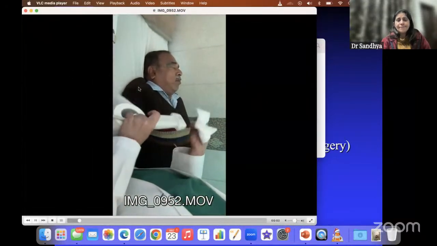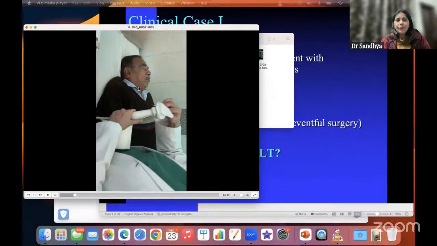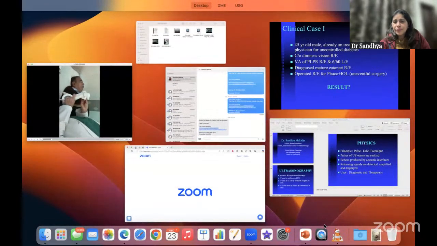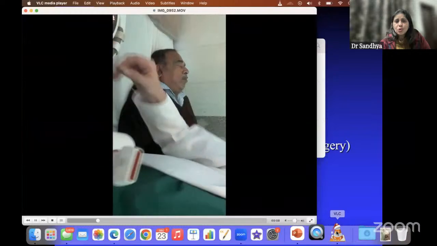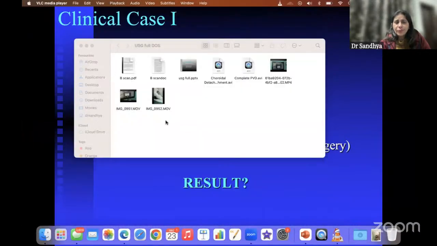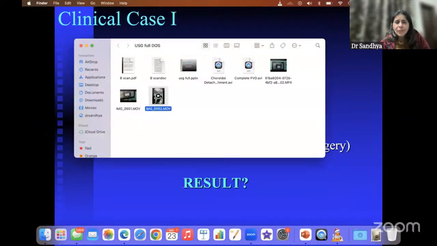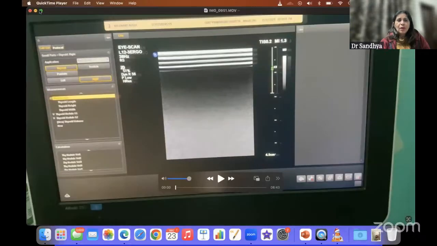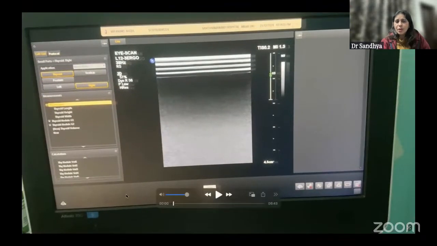Clean the floor gently, because it's also very important. Okay, wait. I just wanted to show how we will do an ultrasound. Oh, sorry. Okay. I hope you can see my screen.